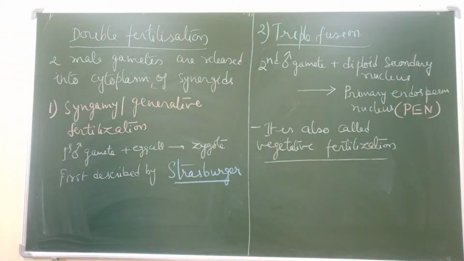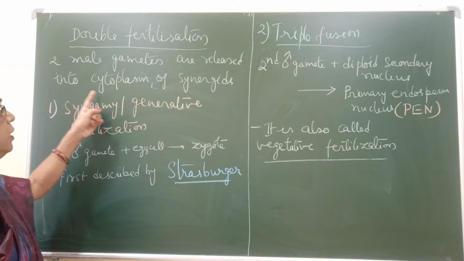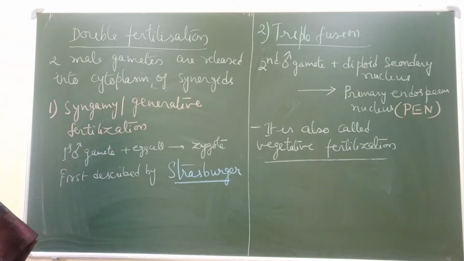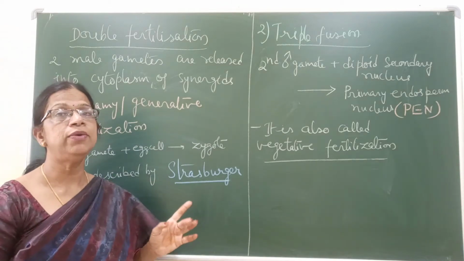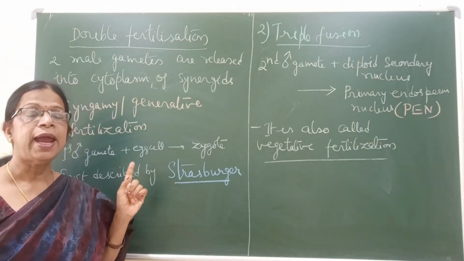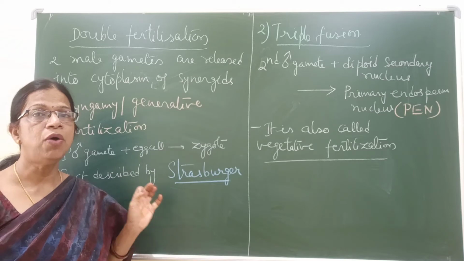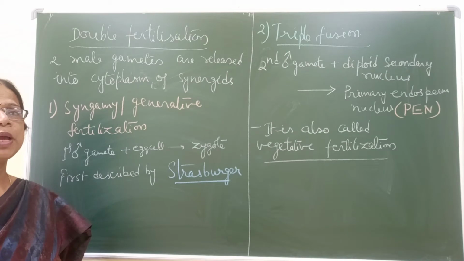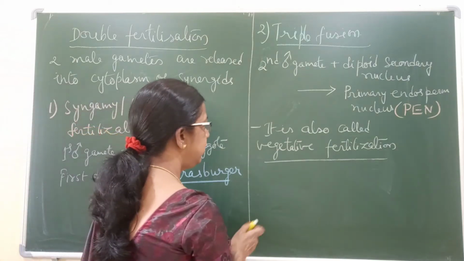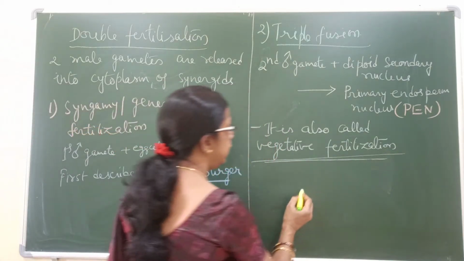So now first let us start with what is actually a double fertilization. We know the two male gametes are released into the cytoplasm of synergids, because two male gametes are carried by the pollen tube, and as they are carried by the pollen tube, they pass through one of the synergids and then enter into the cytoplasm of the synergids.